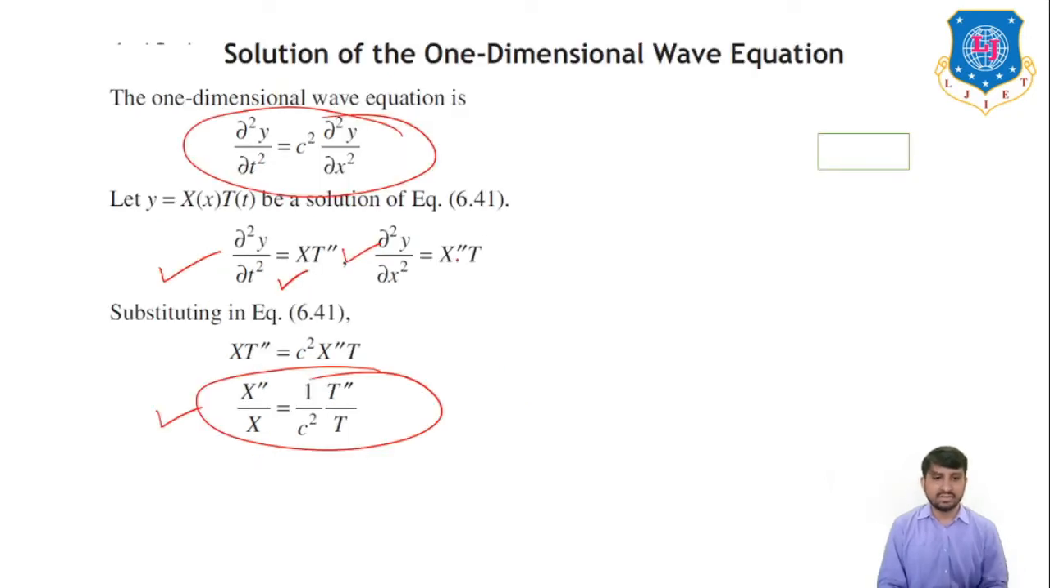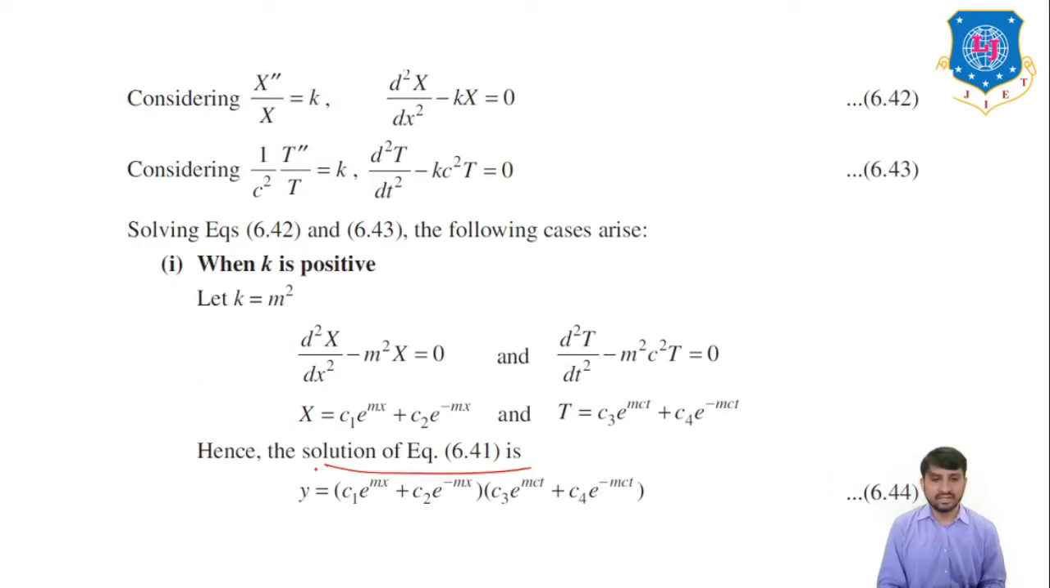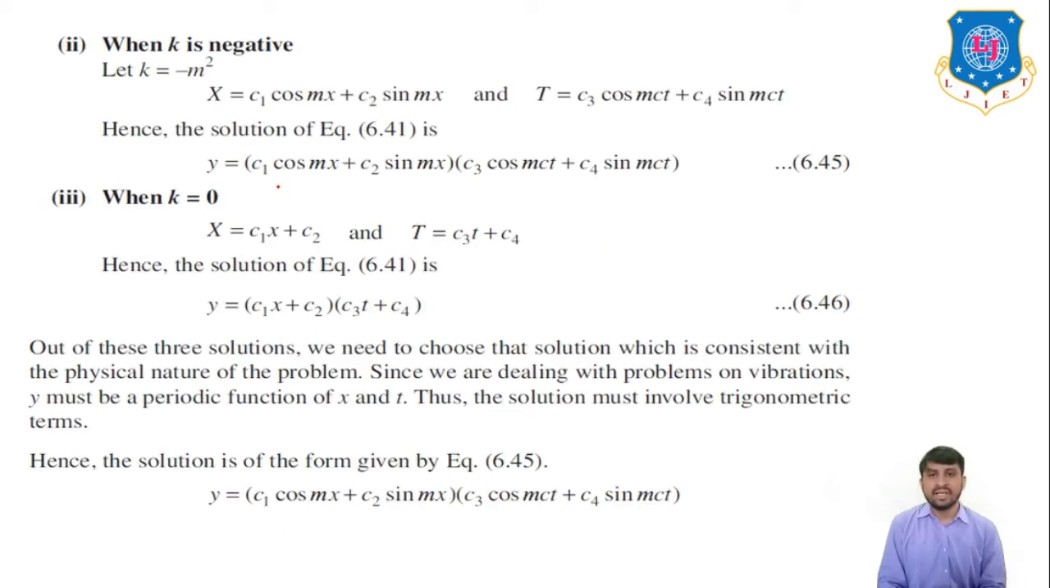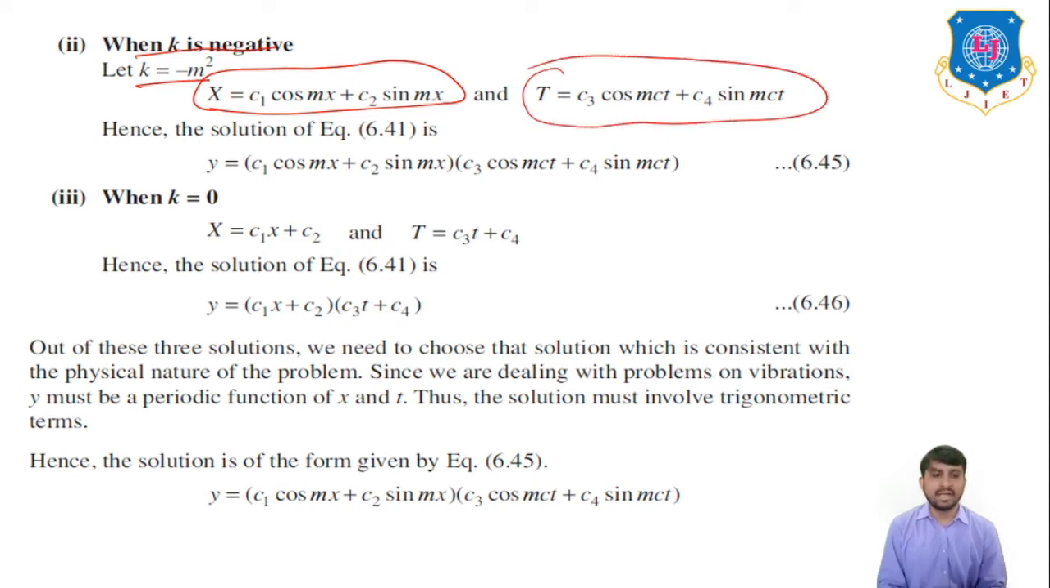Okay, this equation, right? If k is positive, then we know that y is equal to x into T. Now, when k is negative, so k is equal to minus m square. So X is equal to c1 cos mx plus c2 sin mx, and T is equal to c3 cos mct plus c4 sin mct. Hence the solution of equation 6.41 is c1 cos mx plus c2 sin mx, times c3 cos mct plus c4 sin mct.